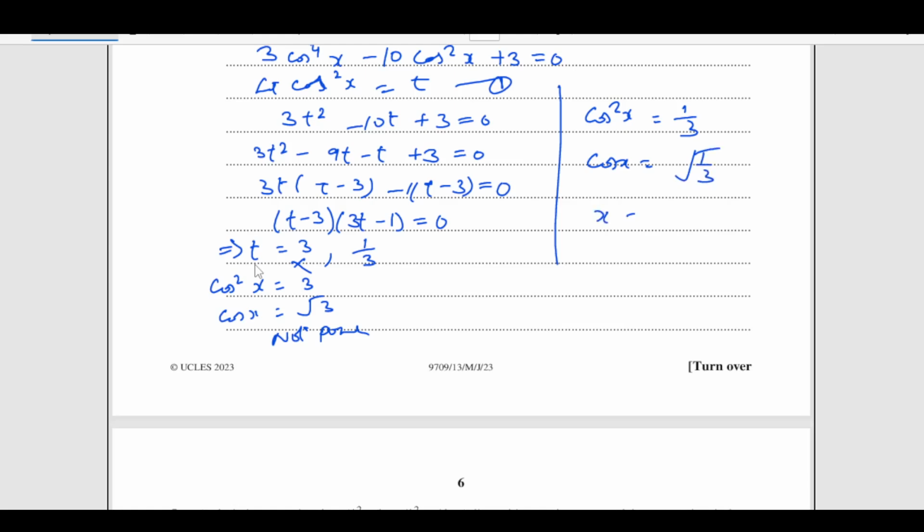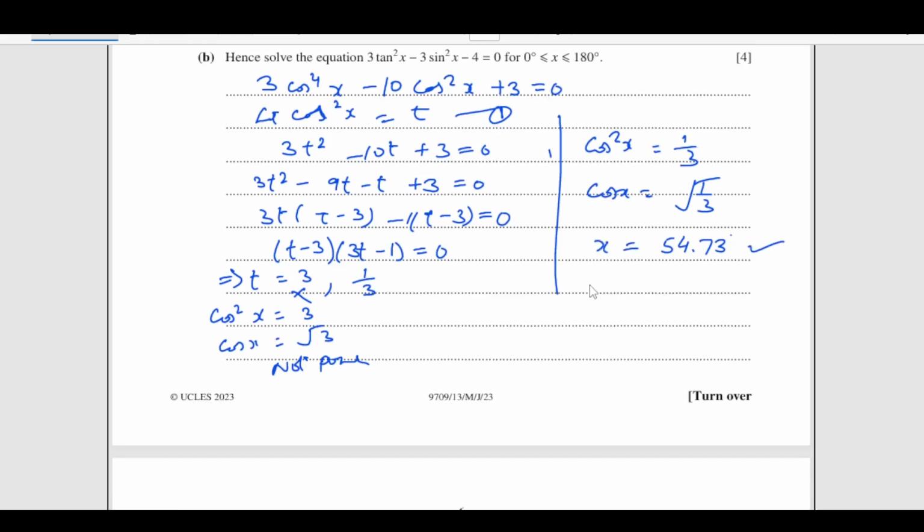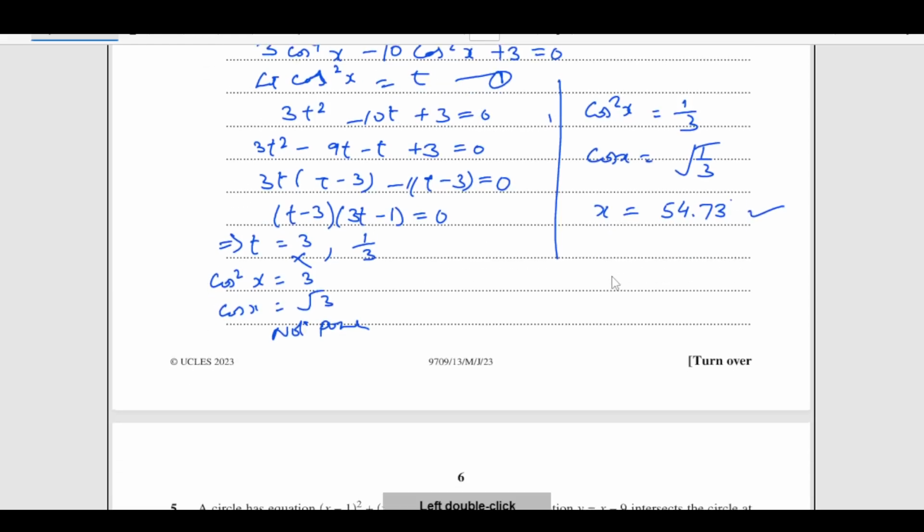So x comes out from taking the inverse of the cos. So this is one value, 54.73. Another value, we are looking for the value between 0 and 180. So this is x1 and x2 is going to be 180 minus 54.73. So this comes out to be 125.3. So these are the two values of x that we are getting, right?